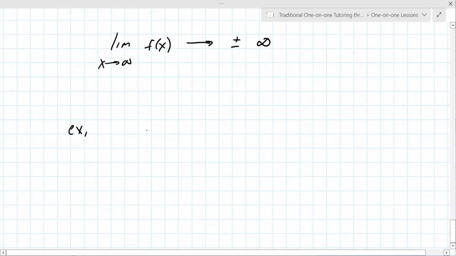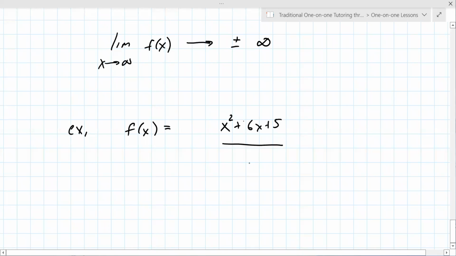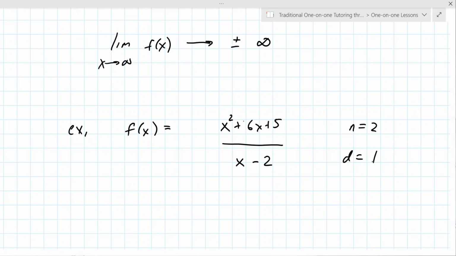So let's look at one here. Let's say f of x equals x squared plus 6x plus 5 over x minus 2. What is the degree of the numerator? 2. And is 2 the degree of the denominator? No, it's 1. So this is the third case. So it either goes to plus or minus infinity. Now we're going to talk about how you would know.